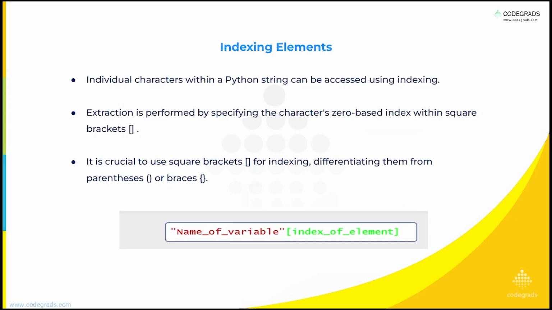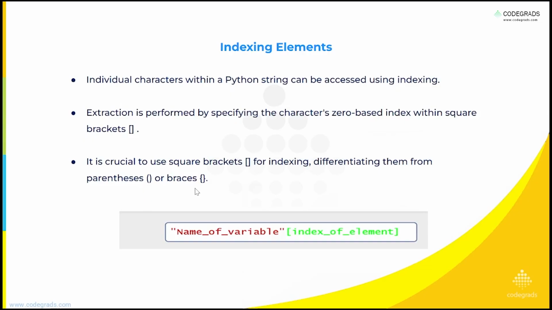Now what if I want to access only the first character? What will be the first character of Virat? It will be V. I want to access the V. For accessing the value of V, I need to perform indexing. That is the basic working of an index. Extraction is performed by specifying the character's zero-based index within the square brackets. So in the square brackets, you need to mention the index number of the character you want to access. It is crucial to use square brackets for indexing, differentiating them from parentheses or braces.